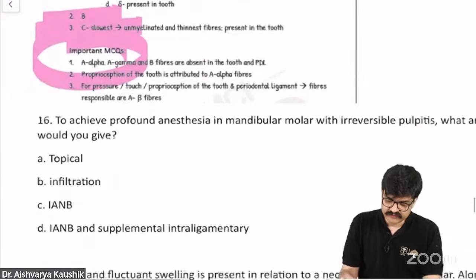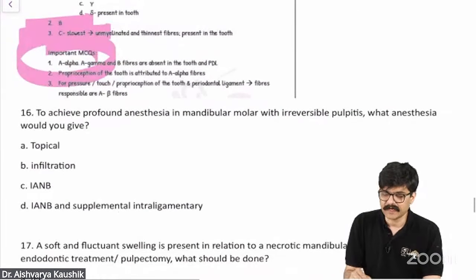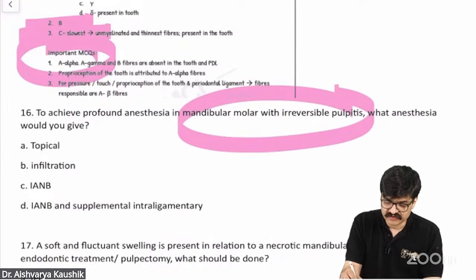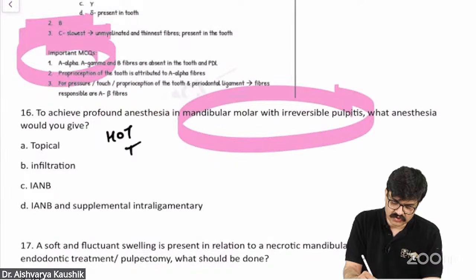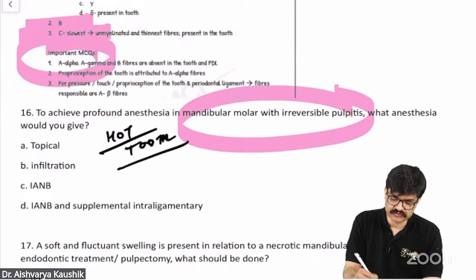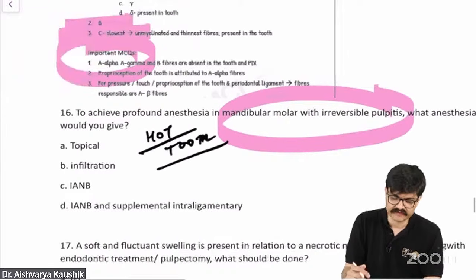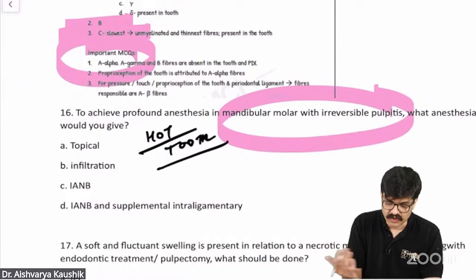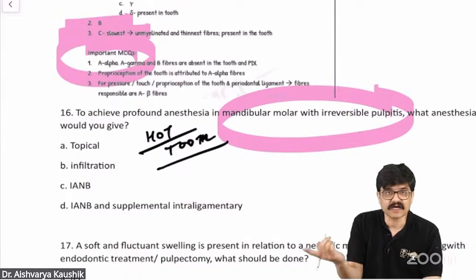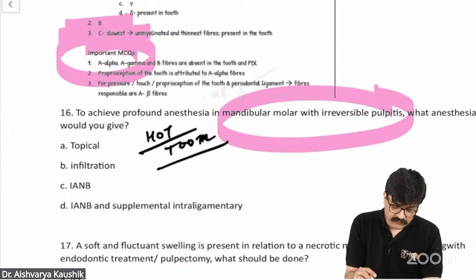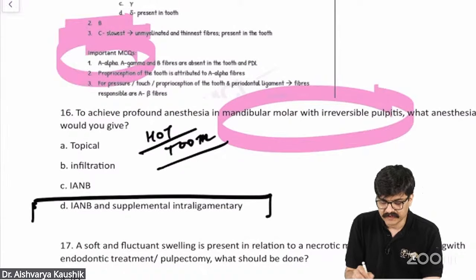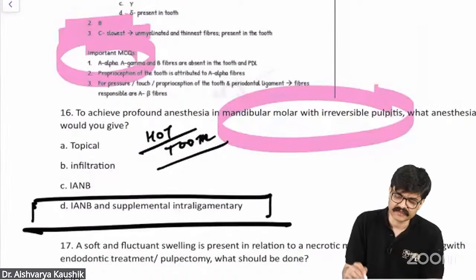Okay, guys. Next question. To achieve profound anesthesia in a mandibular molar with irreversible pulpitis, what anesthesia should you give? He's basically asking you the management of a hot tooth, right? Commonsensically, topical doesn't work in the mandible. Infiltration can work, but with articaine, and that too limited. Inferior alveolar nerve block you have to give, but in a hot tooth, it is better to give a supplementary intraligamentary injection. So that's the answer, guys.